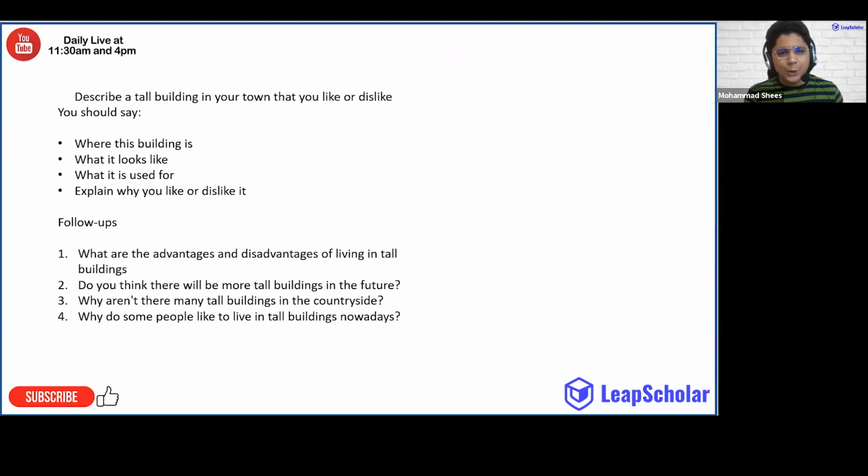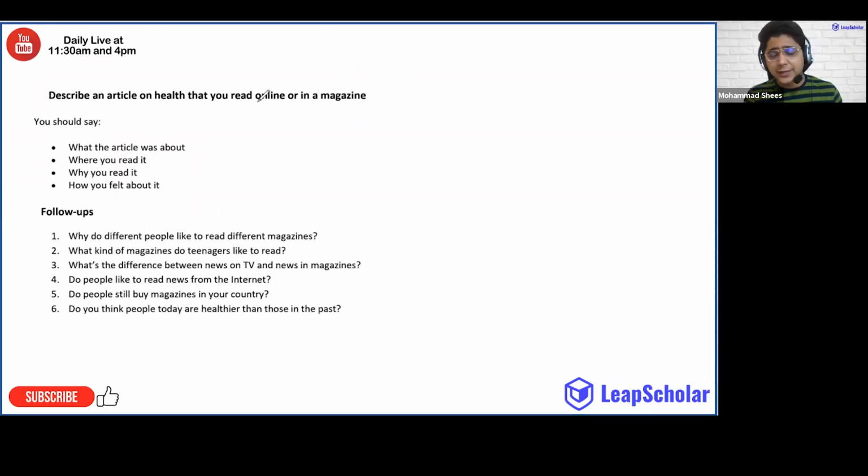All right. A tall building. Maybe you would want to think about vocabulary related to tall buildings, maybe skyscrapers, multi-story in your town that you like or dislike. Think it through. Vocabulary related to buildings: aesthetic, fascinating. It's important. Article on health that you read online. Maybe you want to relate it with corona, how we can protect ourselves from corona.